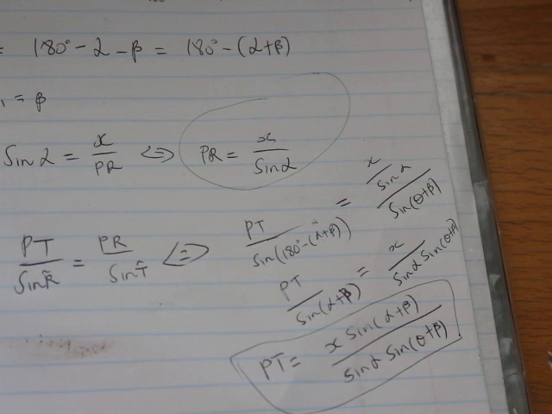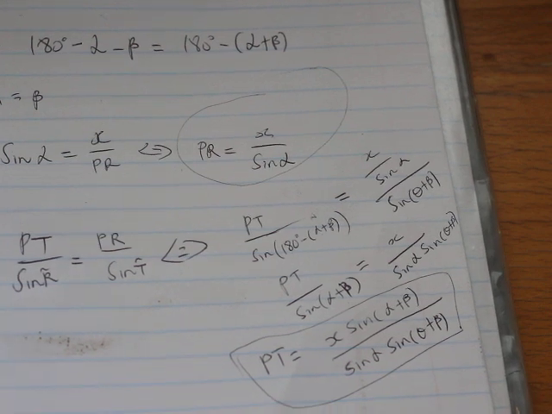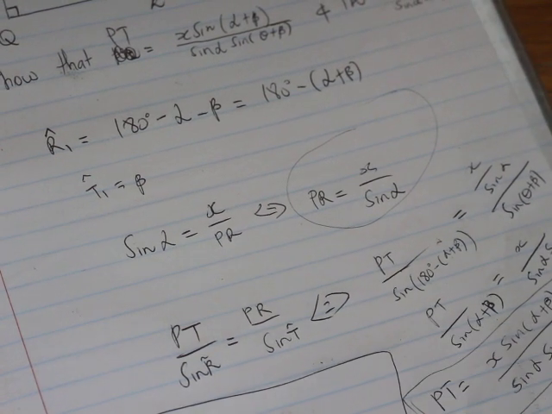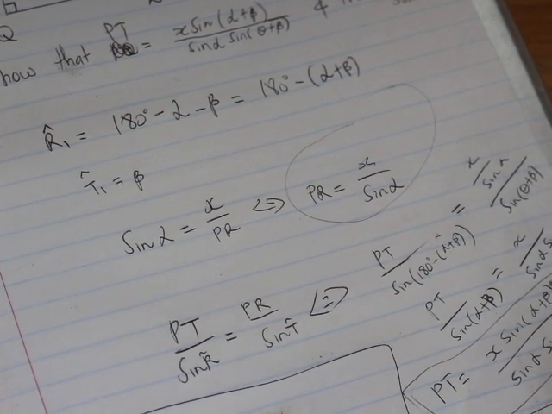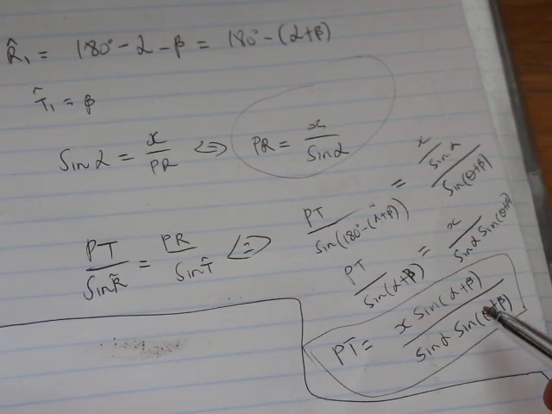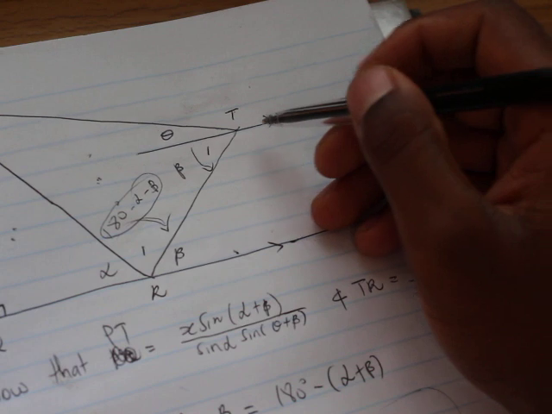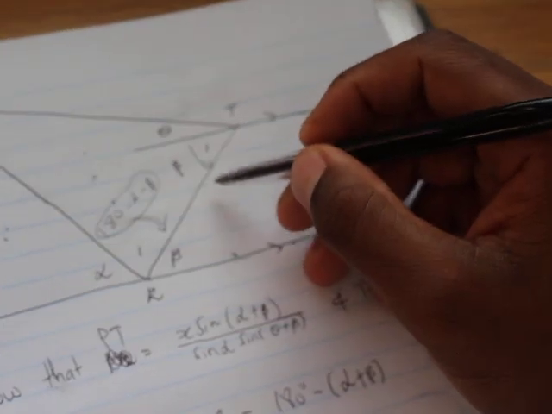So now we need to find the other side, which is TR. And I can tell you that to find TR, we're probably going to have to use the very same PT. Let's check where TR is located. TR is within the very same triangle that we're dealing with.